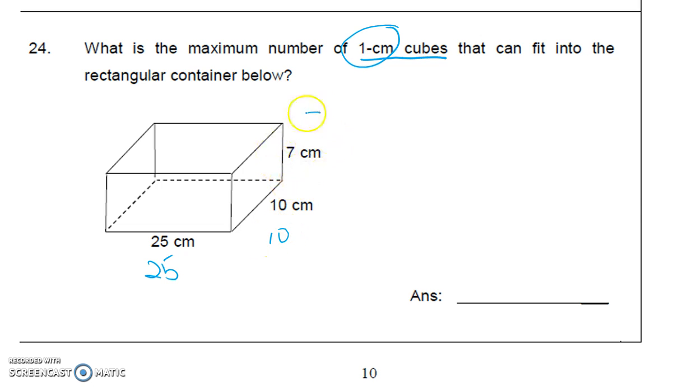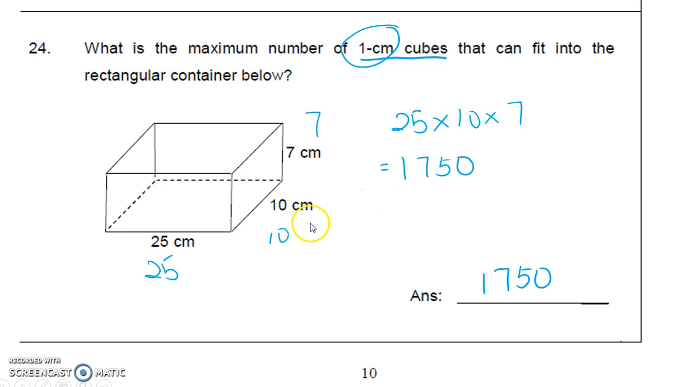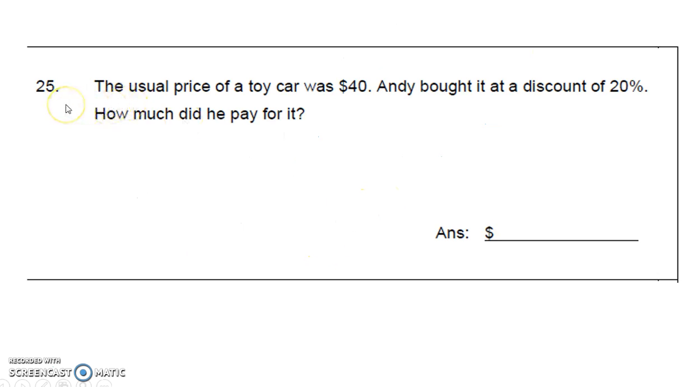How many here? 7. So all we need to do is find the volume of this whole thing. So 25 times 10 times 7. You work it out, you should get 1750. So 1750 cubes can fit in here. Okay, moving along.